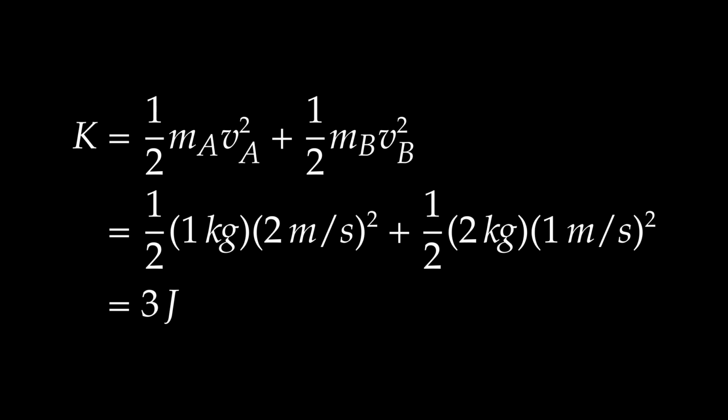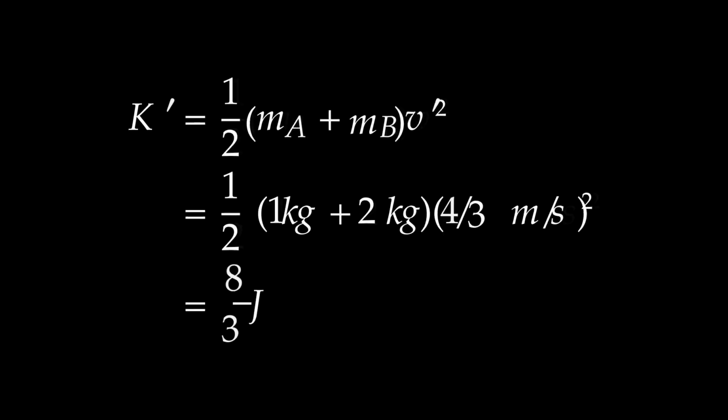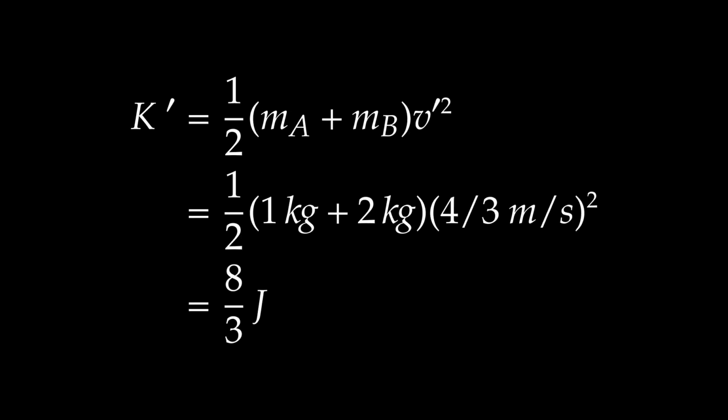For the kinetic energy of B, I have 1/2 the mass of B. The mass of B is 2, so that cancels the 2 in the denominator, and the velocity of B is 1, and 1 squared is 1. So I start out with 3 joules of kinetic energy, and then the collision takes place, boom. After the collision, how many joules of kinetic energy do I expect? And hands immediately go up, and everybody says, obviously, 3 joules of kinetic energy is what I'll get.